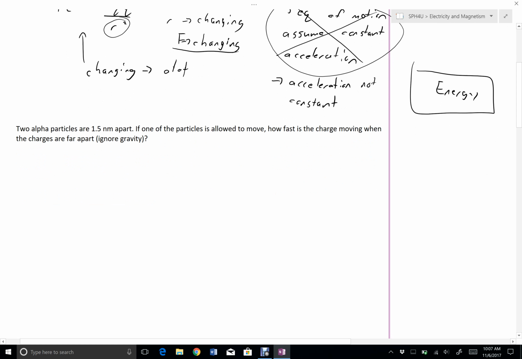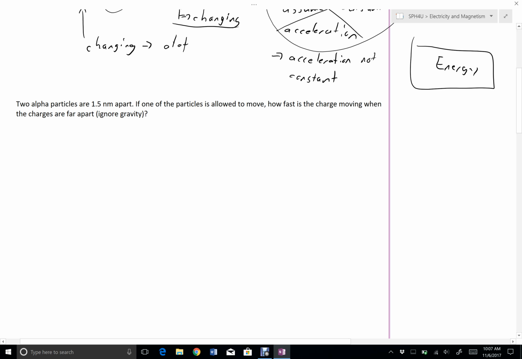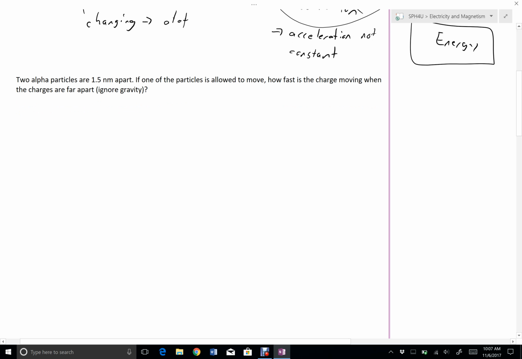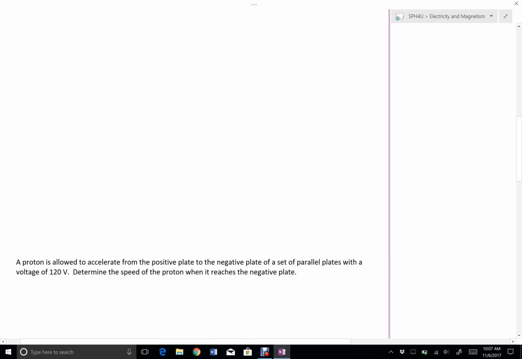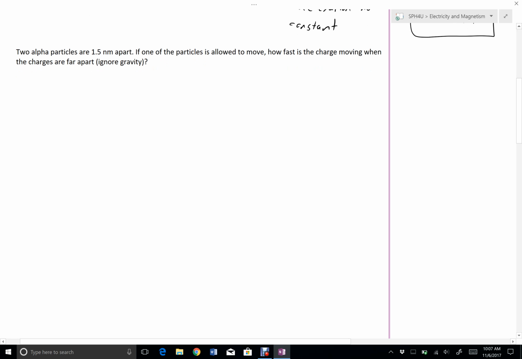So let's deal with a question with 2 point charges that we can't use Newton's laws for, and we'll see how we can use energy. And then we'll deal with a question, I think the next one here, with a couple of parallel plates, where we could do it either way. So first of all, 2 alpha particles are 1.5 nanometers apart. If one of the particles is allowed to move, how fast will the charge be moving when they're far apart? And of course, we're ignoring gravity because they're individual particles.